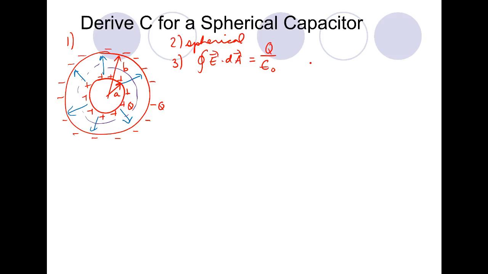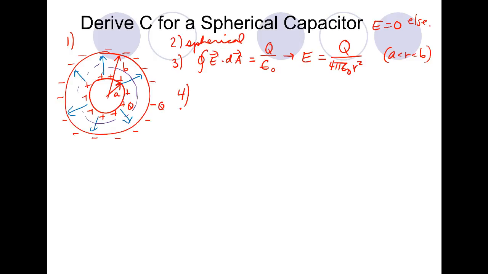So that means that the electric field is basically the same as in the last example. As long as we're between A and B, it's Q over 4 pi epsilon naught r squared, so A is less than r is less than B. And remember that E is 0 everywhere else. And that's just from Gauss's law.